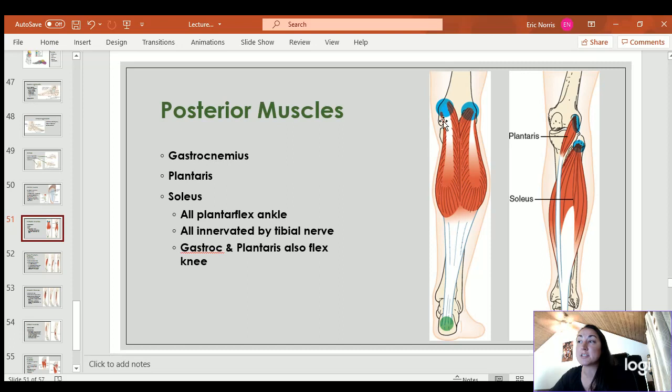The gastroc is the only one that's a 2-joint muscle, so it also assists, and plantaris also assists, with knee flexion. So remember, whenever we're trying to see is the gastroc tight or not, we check dorsiflexion, so putting it at its most lengthened state, in knee extension, and again in knee flexion. And if you have more dorsiflexion with the knee flexed than extended, that means the gastroc is tight, and that is limiting the movement.